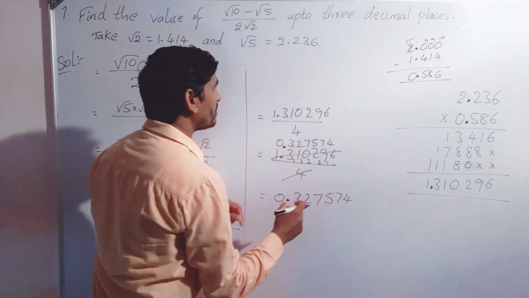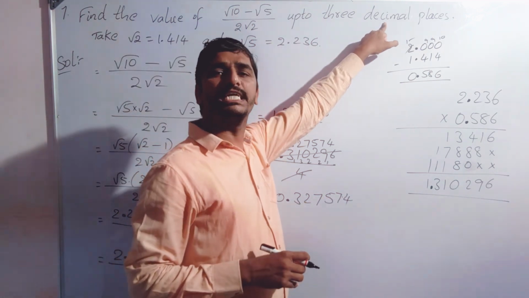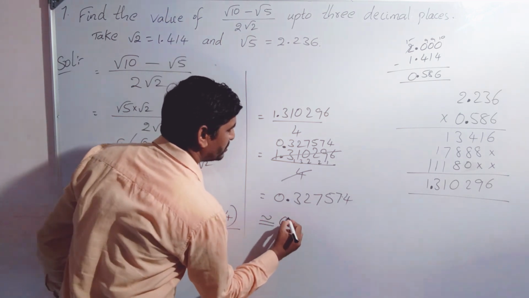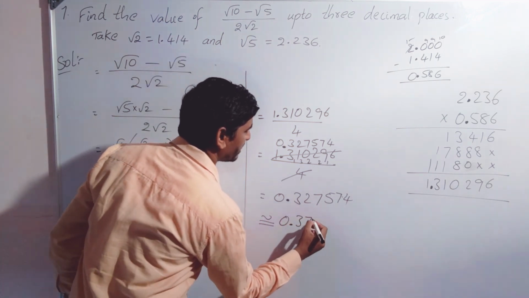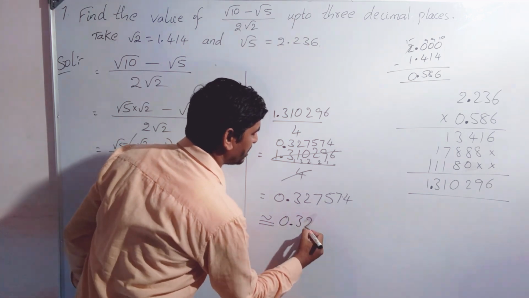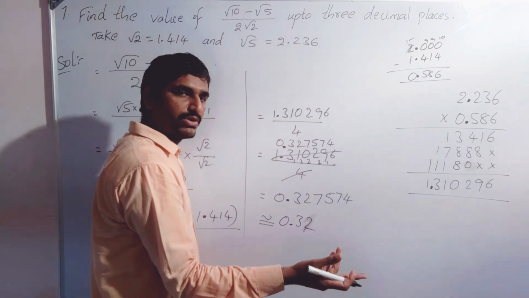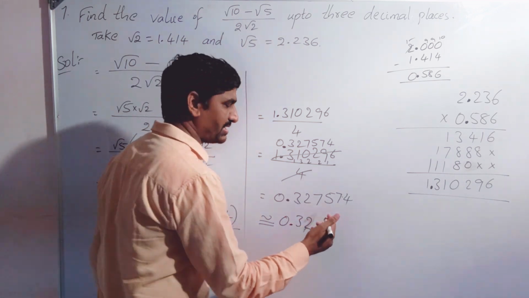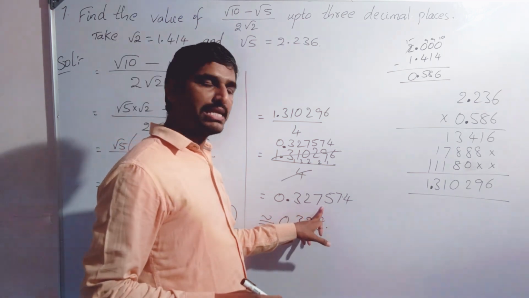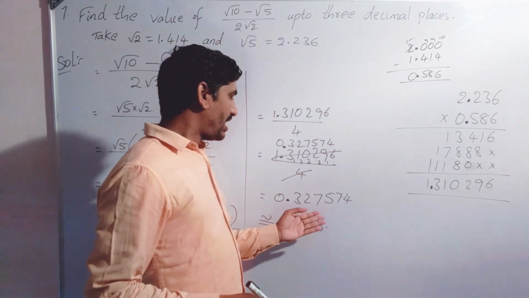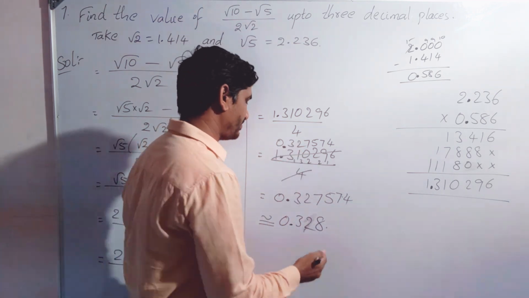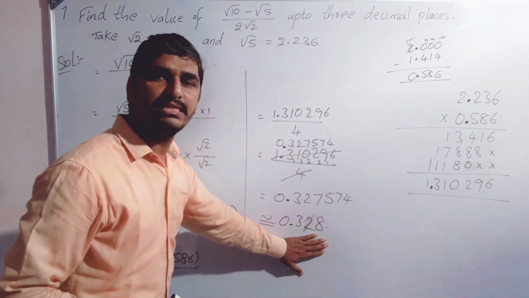Now the result is 0.32751774. But here it is asked up to 3 decimals only. So we can write approximately 0.327, up to 3 decimals. After 7 comes 5, so we can write either 7 or 8, depending upon the next decimal digit. Since 5 is there, the previous digit is increased by 1. Now this is the result. Like this we have to solve.